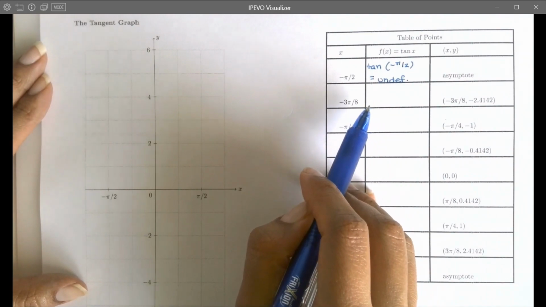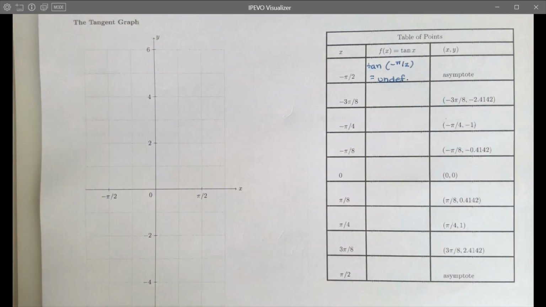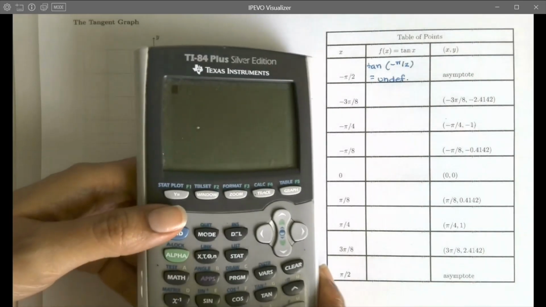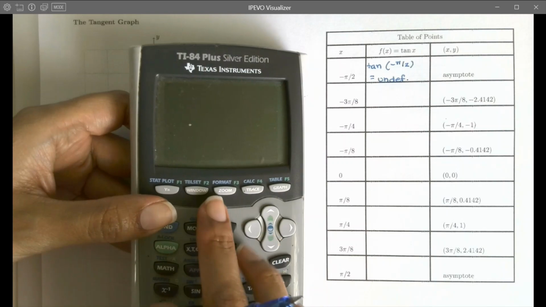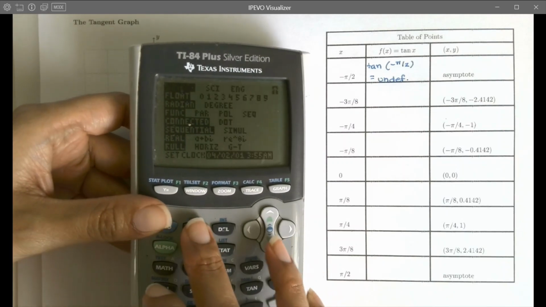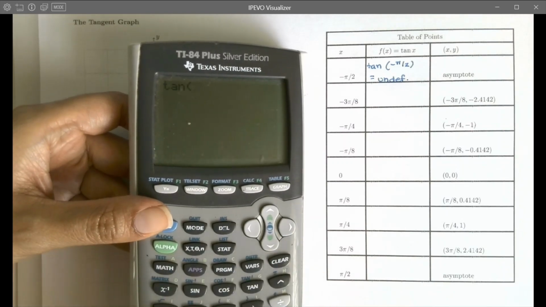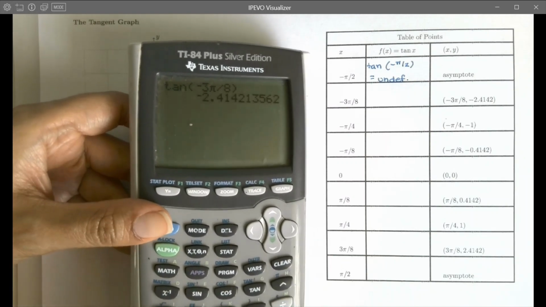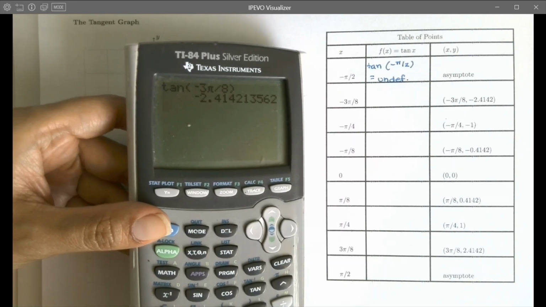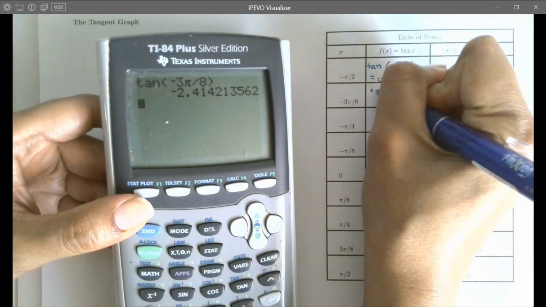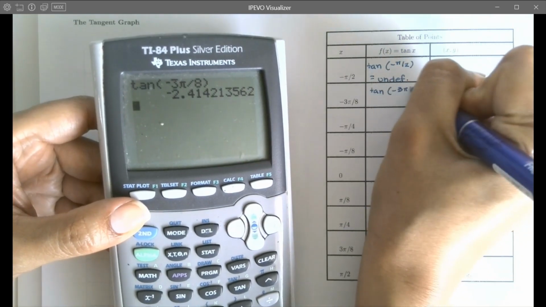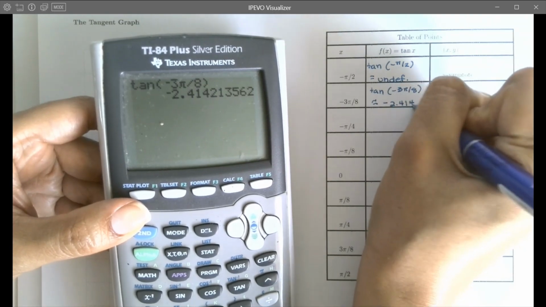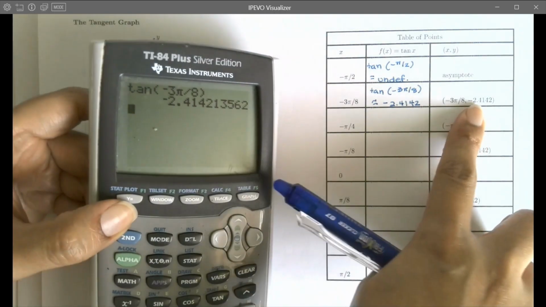Okay, now let's take a look at negative 3 pi over 8. Negative 3 pi over 8 is not something we have on the unit circle. So we're going to rely on our calculator for that. Make sure that you are in radian mode before you proceed to enter that. So we'll have tangent of negative 3 pi over 8. That gives us approximately negative 2.4142, which is this y value.